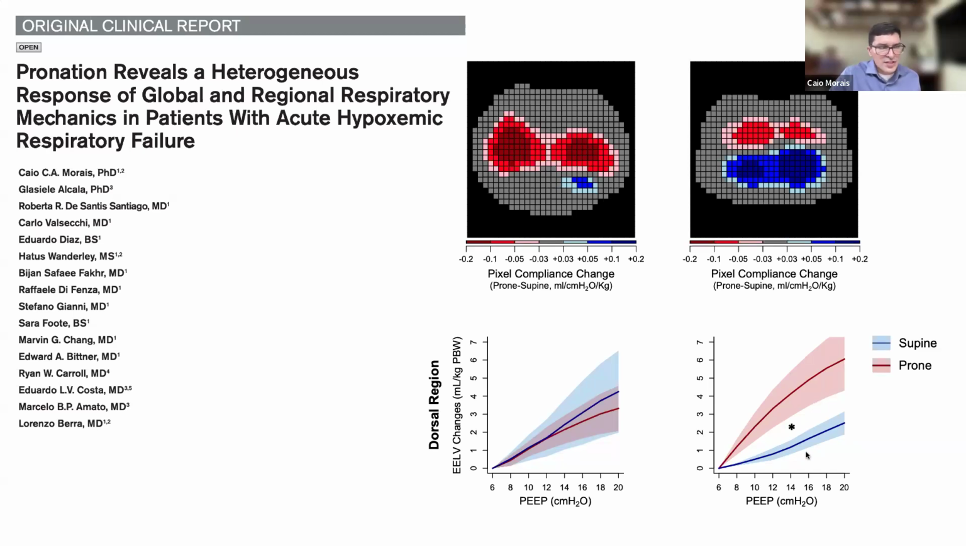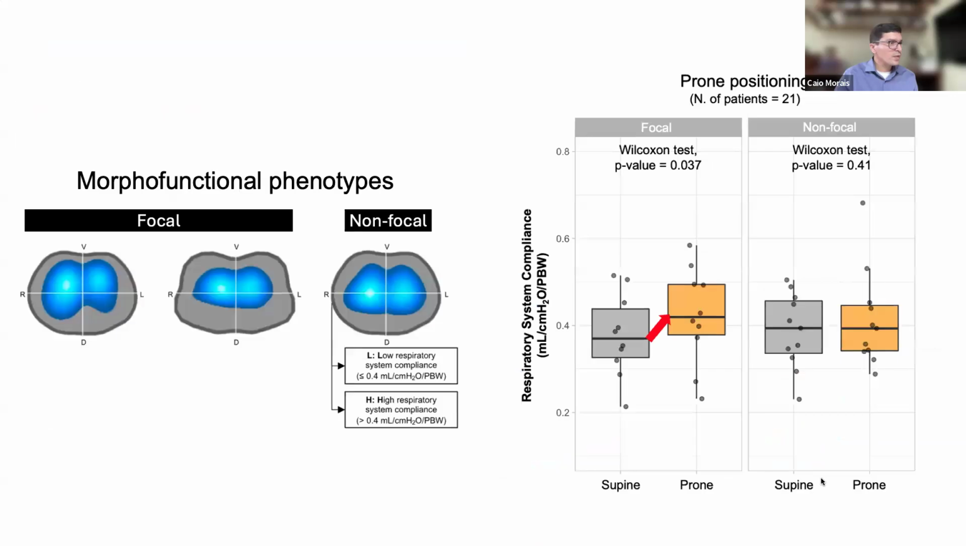And another interesting piece of information that we can extract from this graph is this: to have some improvement in compliance in supine position using PEEP, we must use much more PEEP compared to prone position. So in this case, we can assume that prone position is a cheap way to recruit the lung using less PEEP compared to supine positioning.